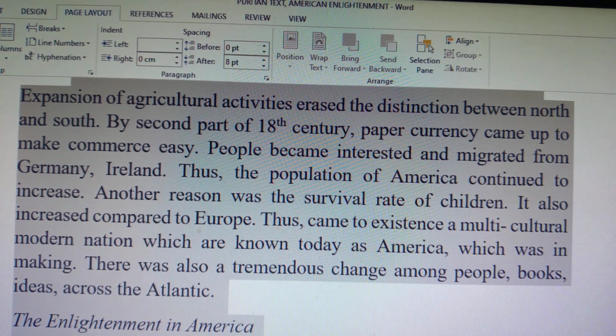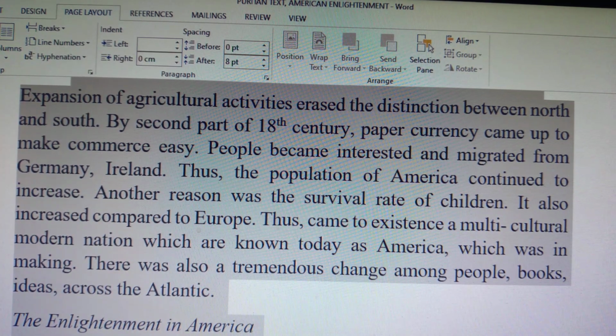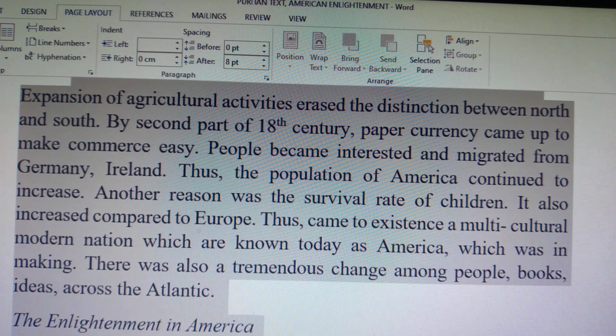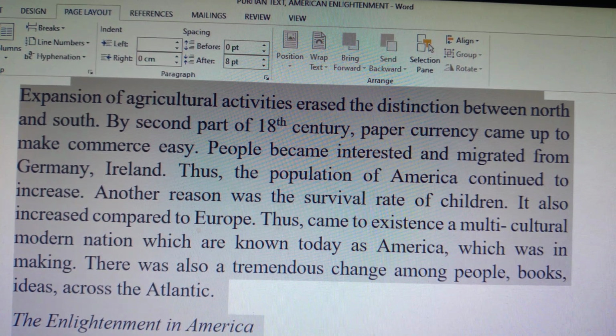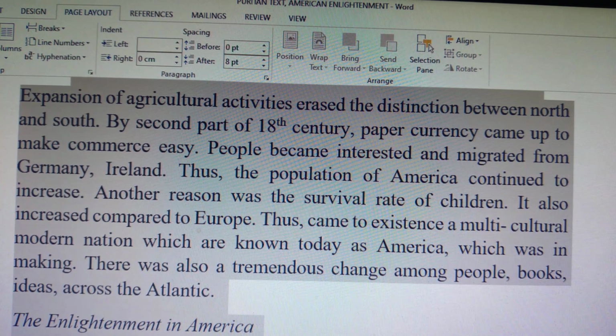Like India, America is also a country with lots of various cultures, various languages, various types of people. So America is also a multicultural nation, like India is also a multicultural nation. There was also a tremendous exchange among people, books, ideas across the Atlantic. What does it mean? When there are lots of multicultural people, they were bringing their own culture with them. They were bringing their own poetry, poems, prose, writing style, reading style, their way of communication, their way of language. So automatically there was a tremendous exchange among people, among books, ideas, different patterns, everything was coming across the Atlantic.